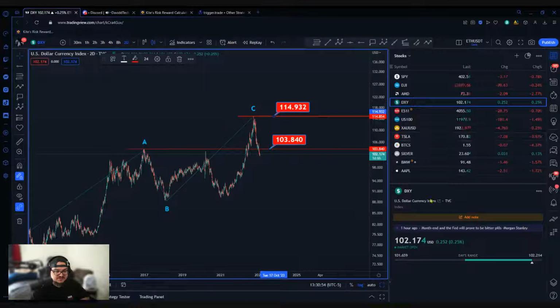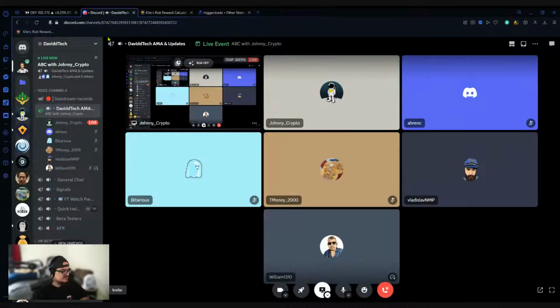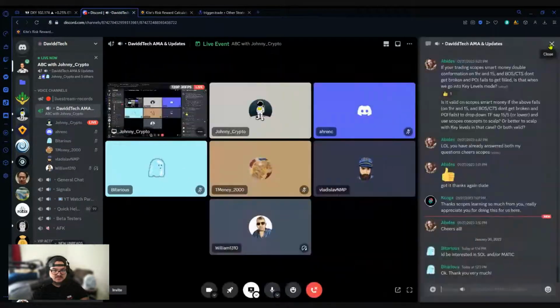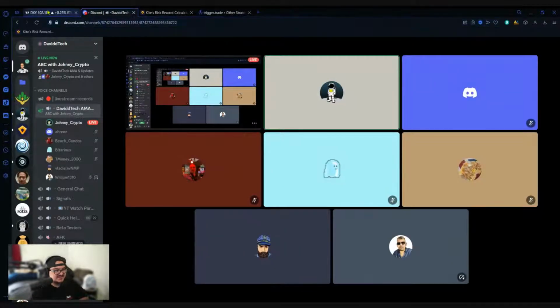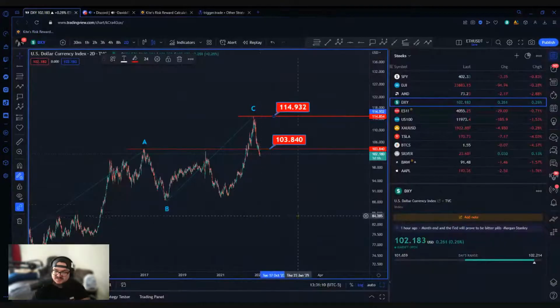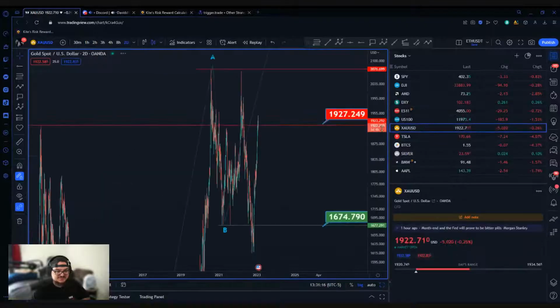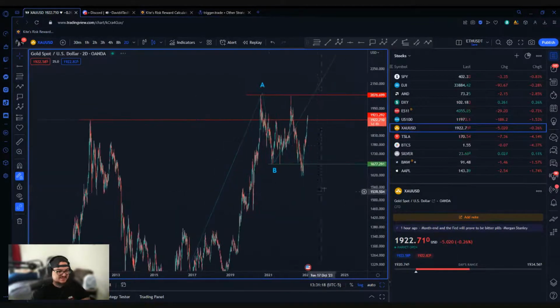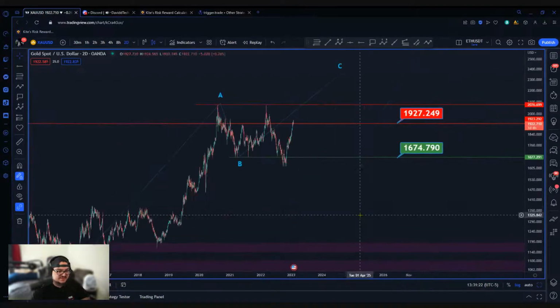Let's go over, does anyone else have anything they want me to look up traditional asset wise? I know Vlad wants me to do BMW, and I promise I will do BMW. All right, I'll do gold and silver. If you guys want me to look at anything else, let me know. But we'll just touch on gold and silver quick.